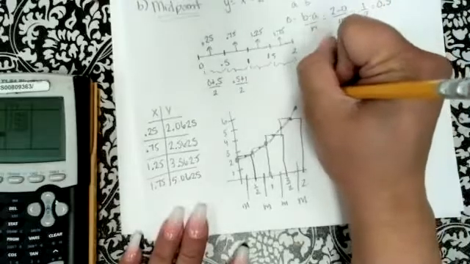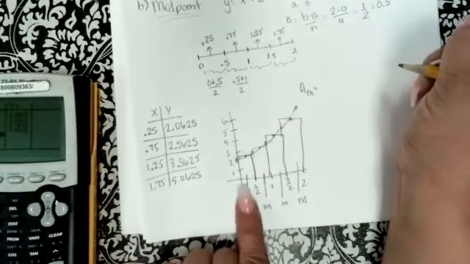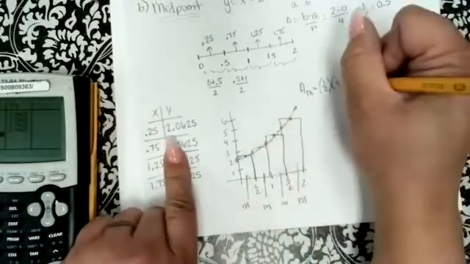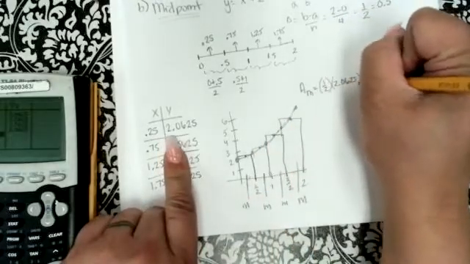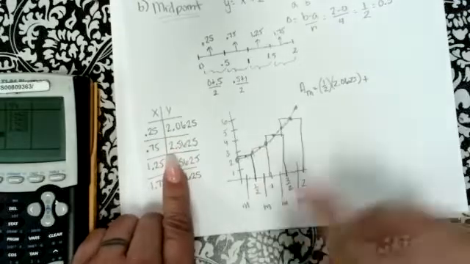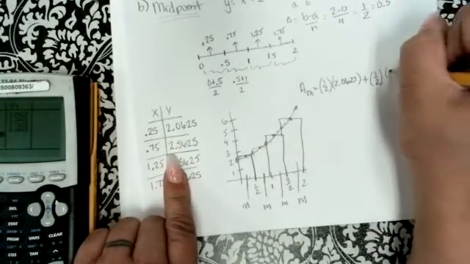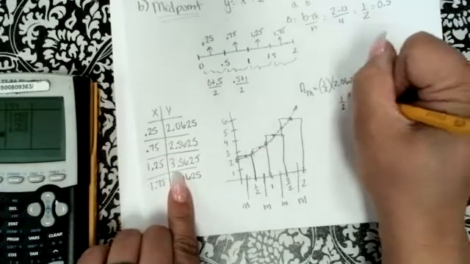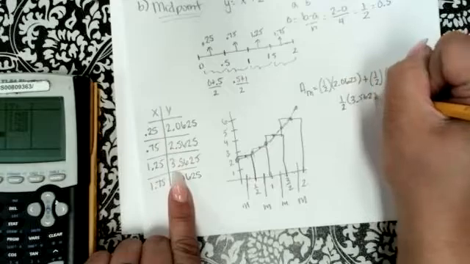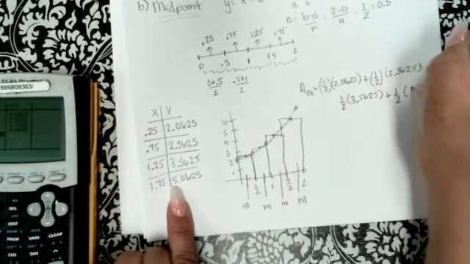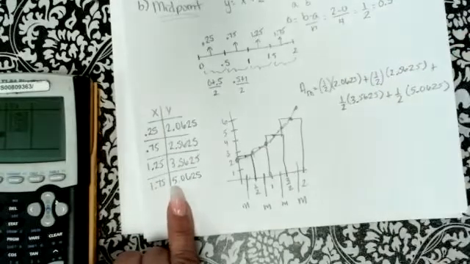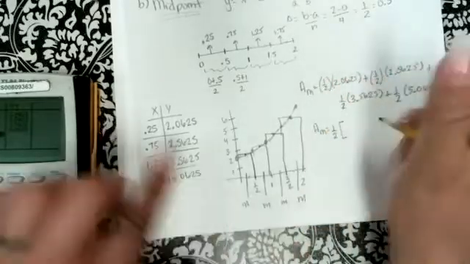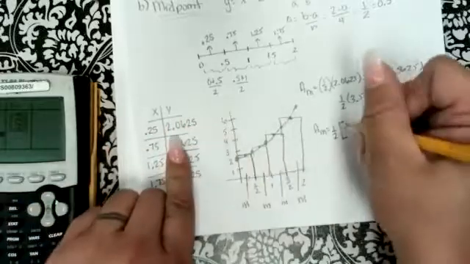So now when I'm finding the area of the midpoint, my base is still 1/2. But now this height is going to be this one. My base is still 1/2. And the height's going to be 2.5625. My base is still 1/2. 3.5625. My base is still 1/2. 5.0625. All of them have 1/2, so I could just factor out the 1/2. And I'm just basically adding up these heights.